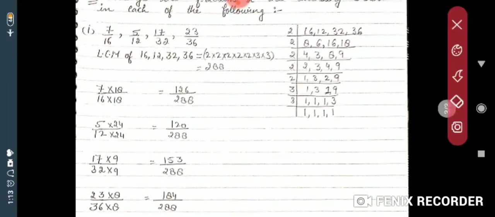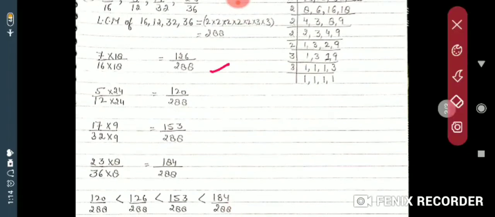As you can see here, all the denominators are different. When the denominators are different, we cannot arrange them in ascending order. So what will I do? First I will take the LCM of these numbers, and the LCM is 288. I will write 288 near the denominators. Then I will write all these numerators: 7 upon 16, 5 upon 12, 17 upon 32 and 23 upon 36.